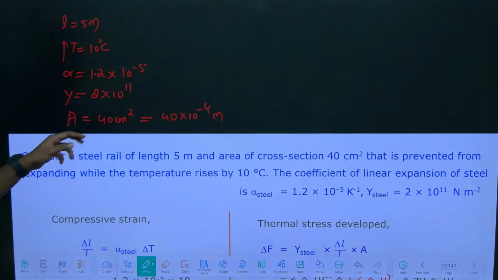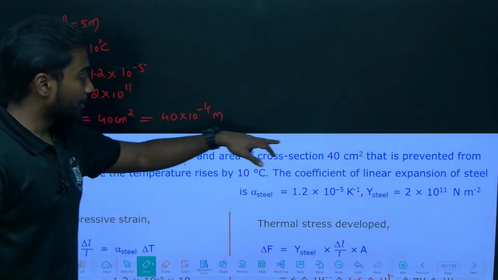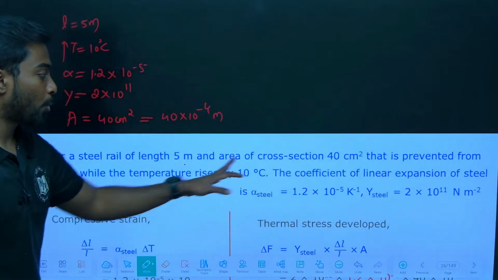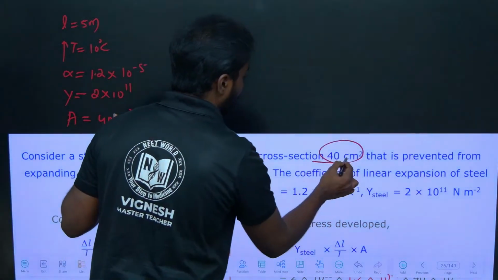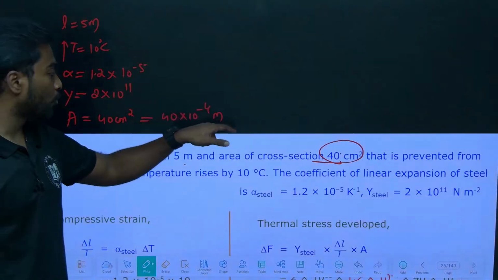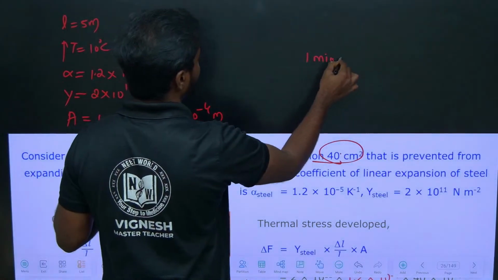Got it? Now you need to calculate it. Because the length is in meters and the area is in centimeters, and everything else is in SI units, this one is in CGS, so try to convert it, and when we convert it, it is 40 into 10 power minus 4, right? So we have a solid 1 minute for this question to give the answer.